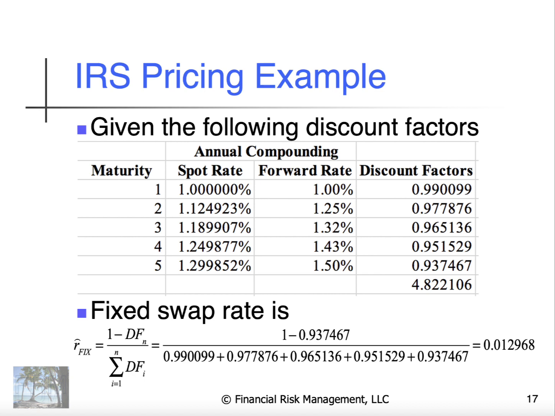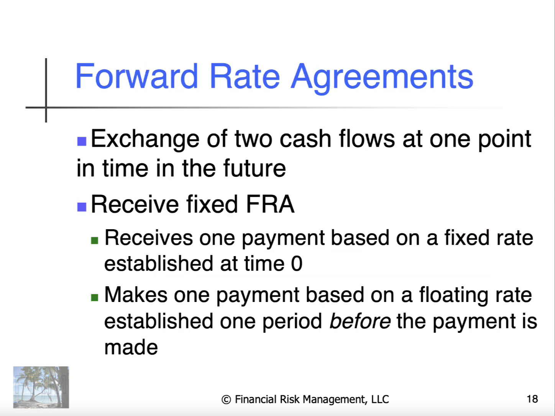So pricing a fixed rate swap is very simple. It's just 1 minus that last discount factor divided by the sum of the discount factors. In this case, this is 1.2968%. An alternative way to do this valuation is as an exchange of two cash flows at a point in time in the future. This describes a received fixed FRA.